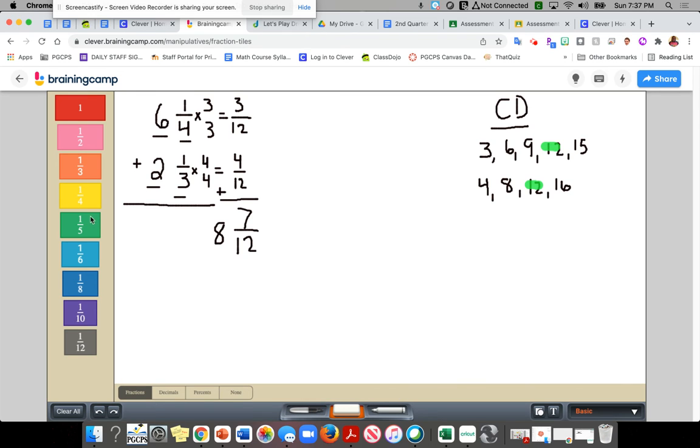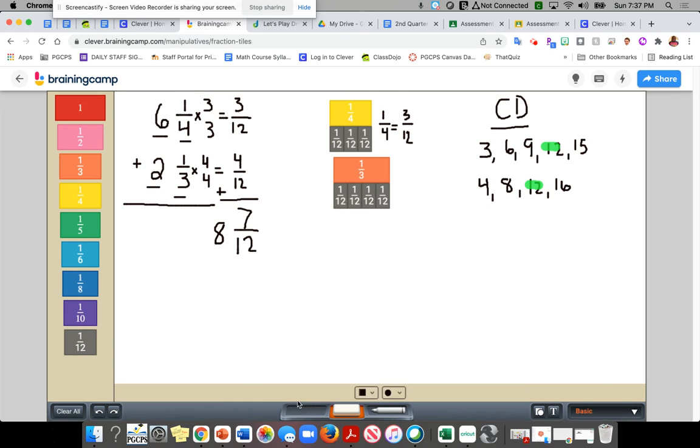Remember, you can use the fractional pieces. We could have had a 1/4 and a 1/3, and we could see how many 1/12 equal both of them. So you can see that 1/4 equals 3/12. And then we could do the same thing for the 1/3. We could bring over the 1/12 piece and see that there are 4 in a 1/3. So 1/3 equals 4/12.